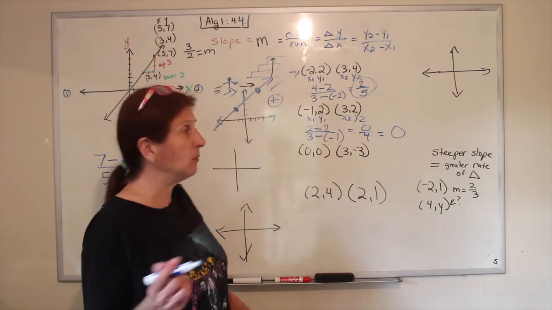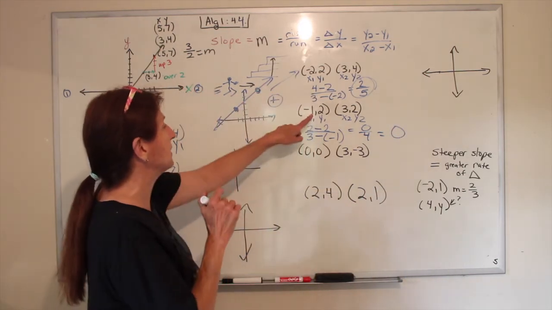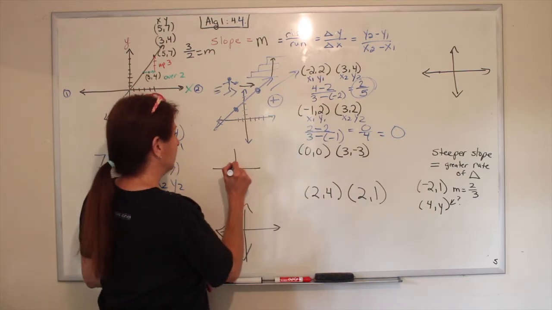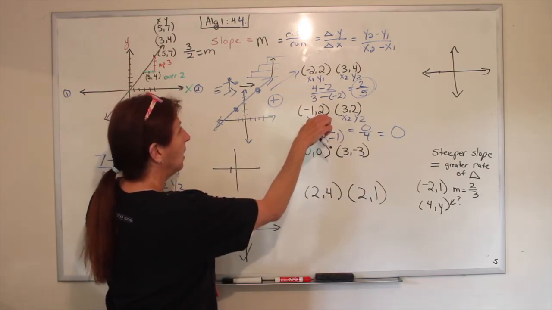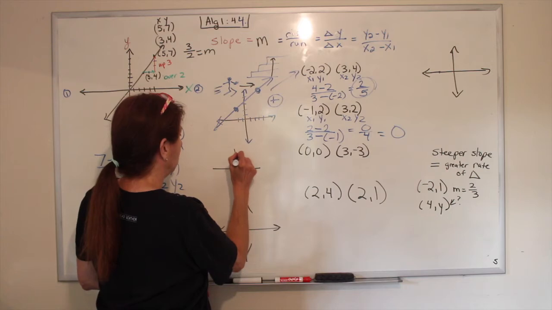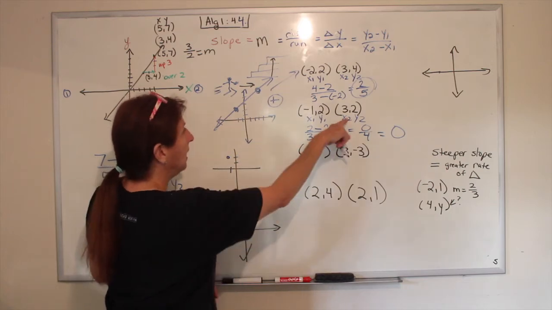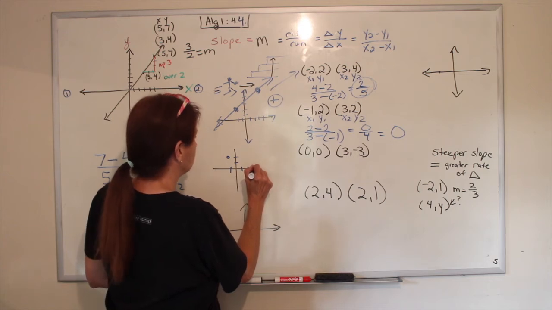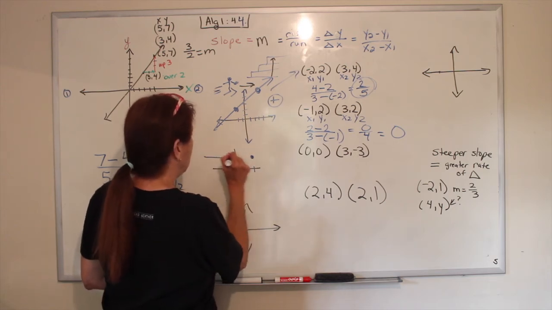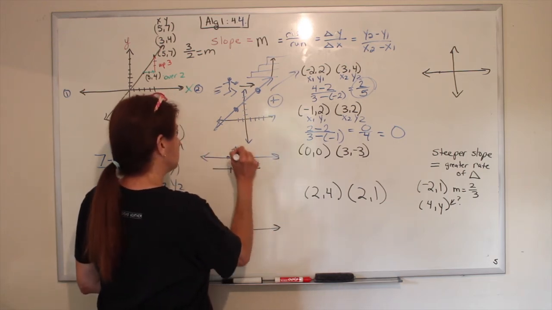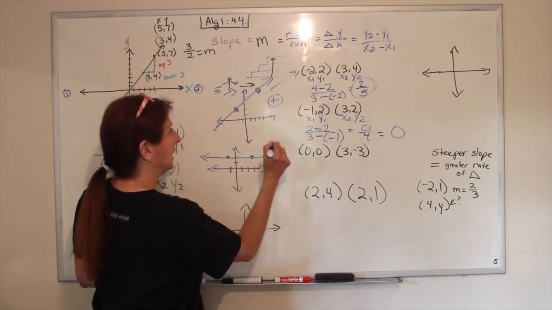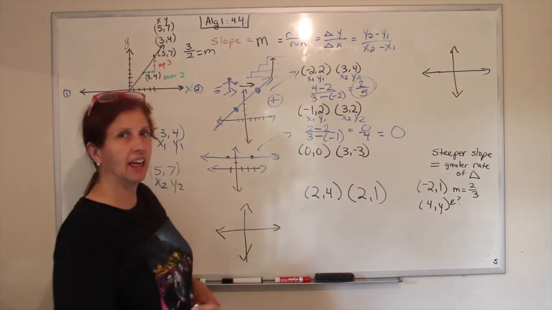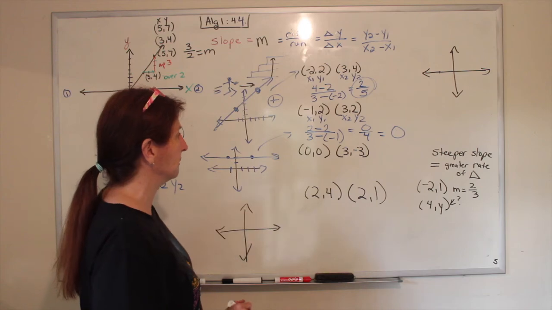Zero slope. So let's see what this looks like. X1 is -1, y1 is 2. There's a dot. X2 is 3, y2 is 2. Make a dot. Oh, zero slope. It's a flat line. Flat line. Okay, let's try this one.